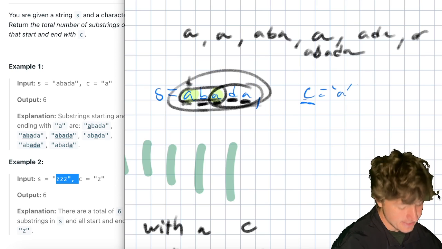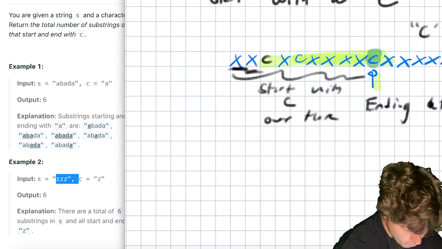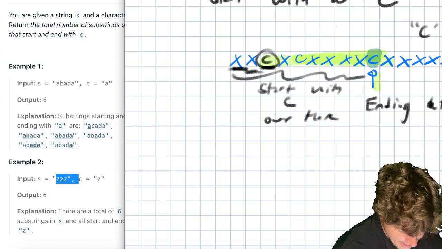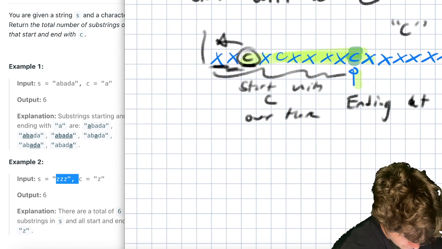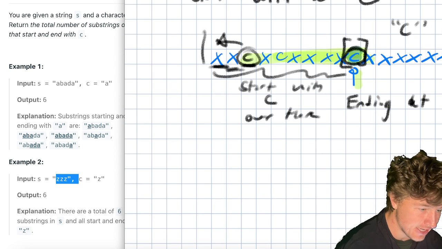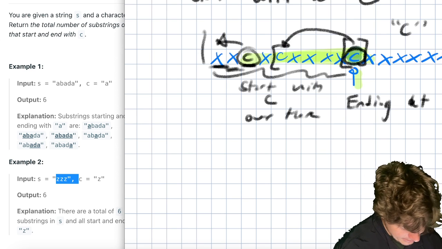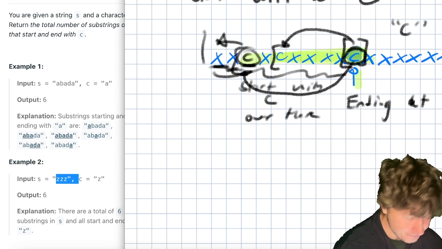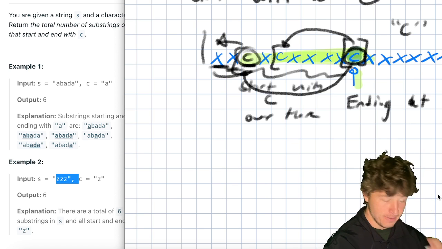So all I really did is I walked through this system one by one, and I saw a character and I said, okay, how many things do I have to my left that I can connect you to? And when I got to this character, I said, okay, I could have this character by itself, but also I could connect it to this C over here, and I could connect it to this C over here. And that's the general idea.